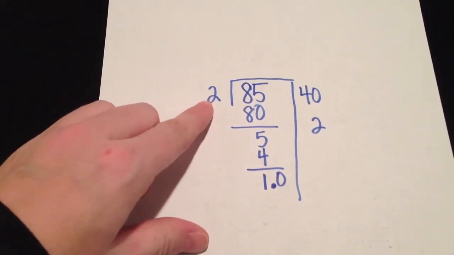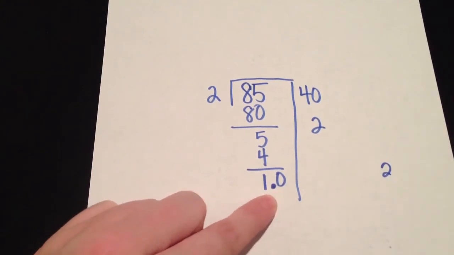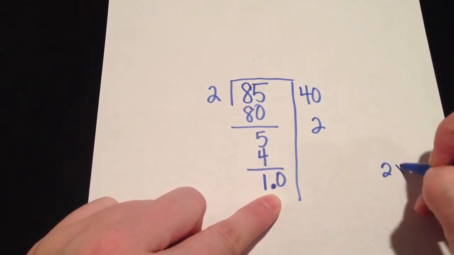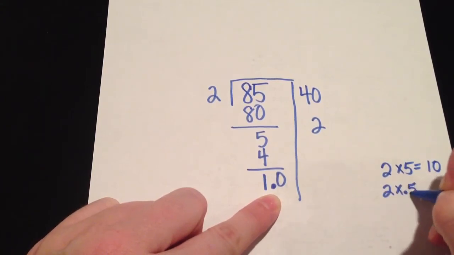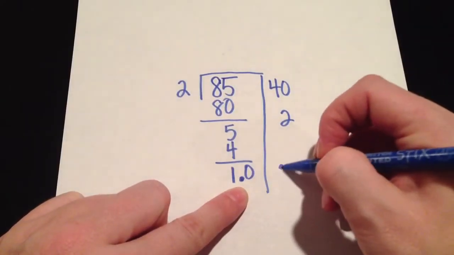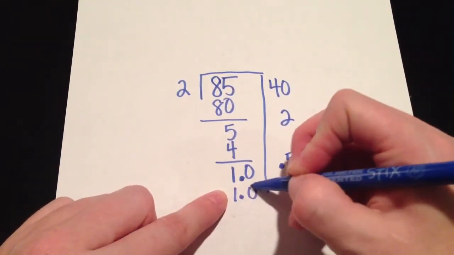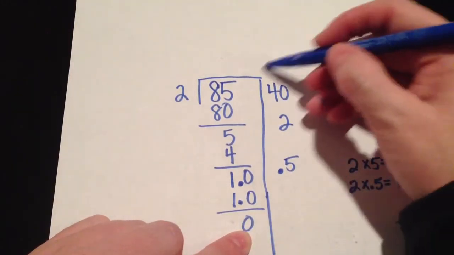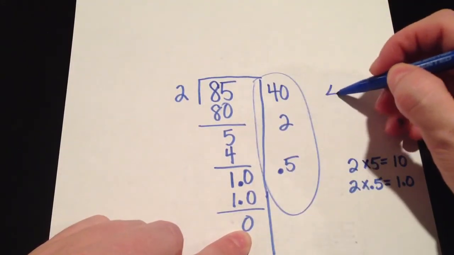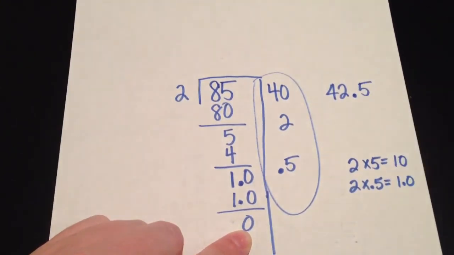How many times can 2 go into 1 whole? Well, in this case, if I kind of ignore that decimal, that's a 10. So I know that 2 times 5 is 10, but I also know that 2 times 5 tenths is 1 whole. So I can take out 5 tenths, and 5 tenths times 2 is 1 whole, leaving me with an answer of 0 here. So my total answer then is to add that up just like we always have and do 42 and 5 tenths.